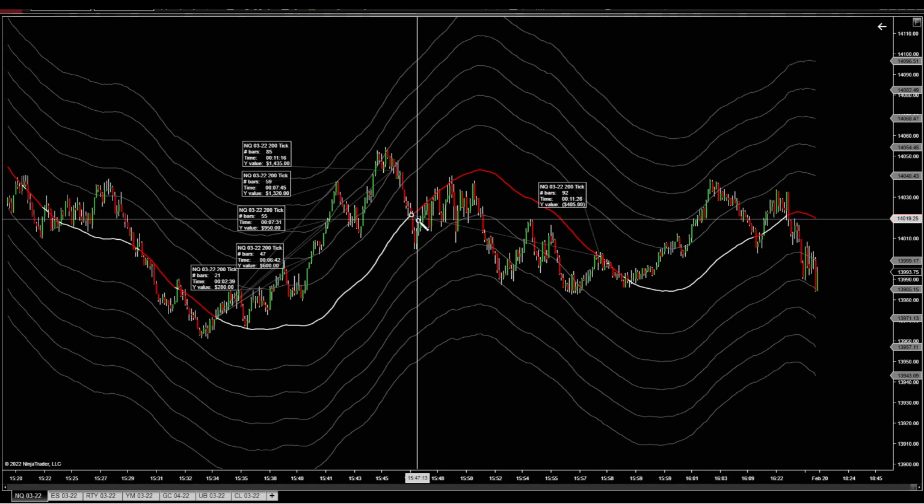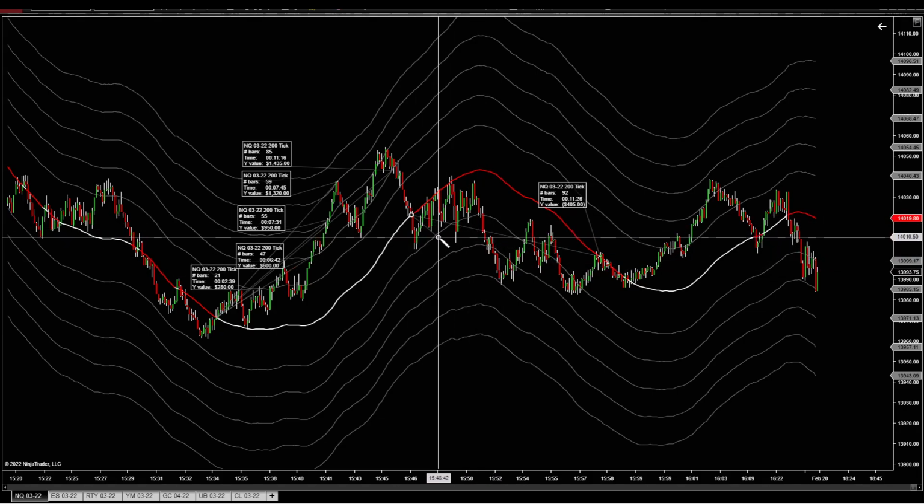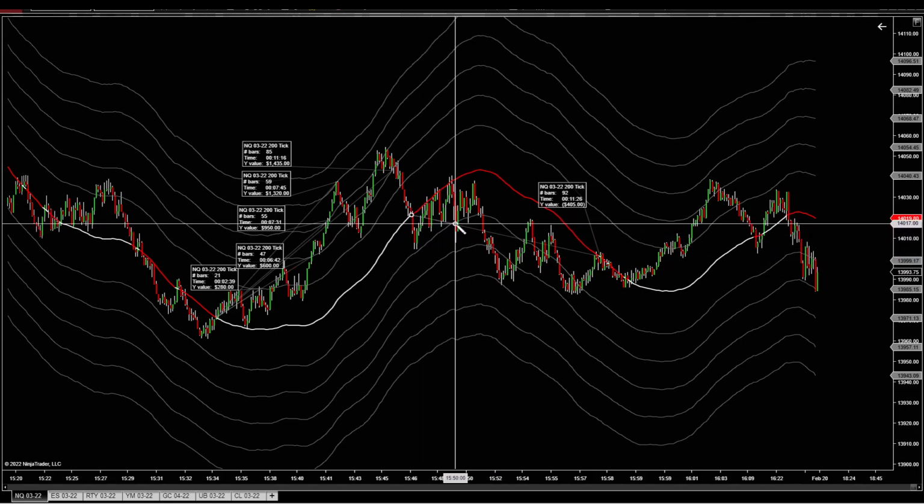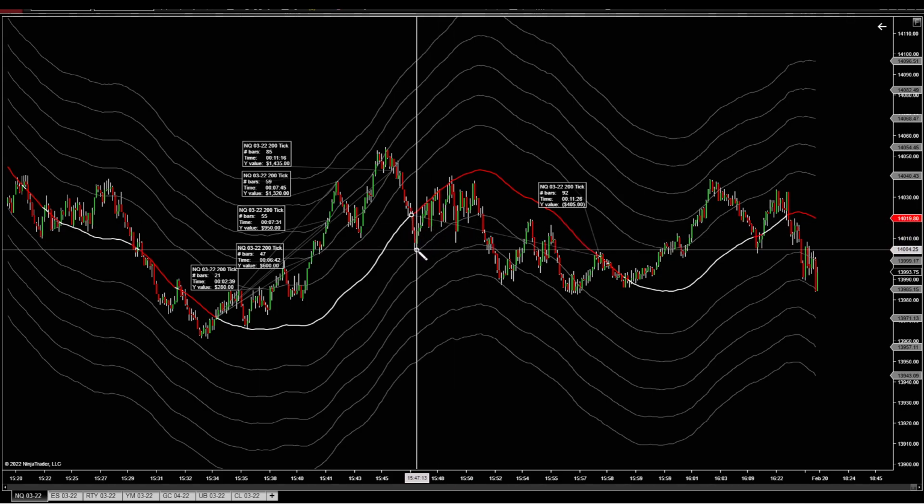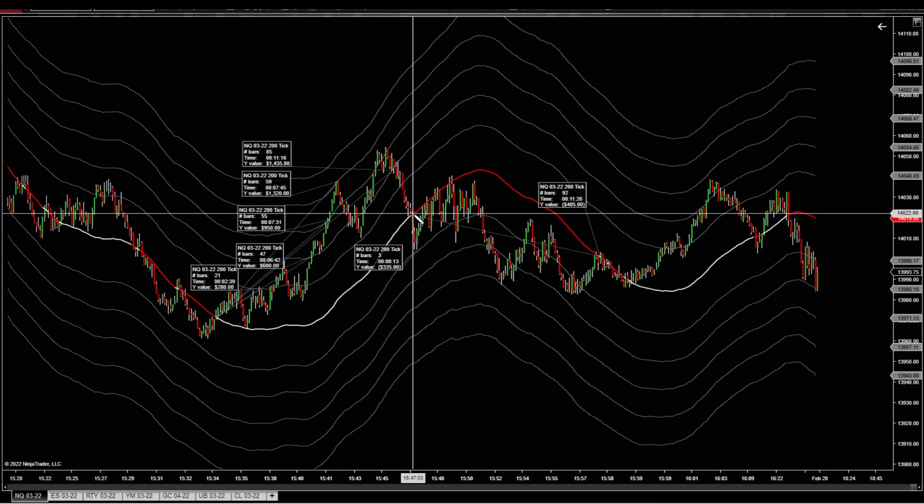You can have one, say here. See, actually your first target would be there. If it came down, you might take that profit there. So if you did, it's 335.